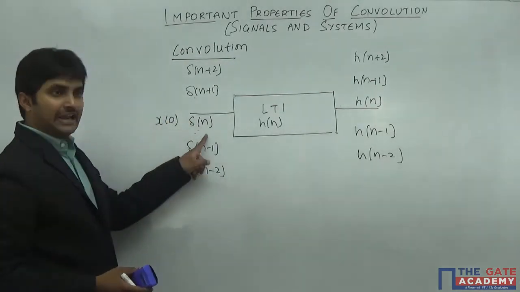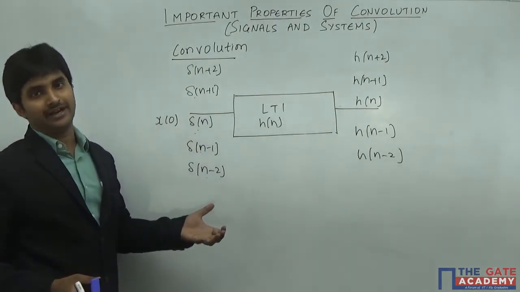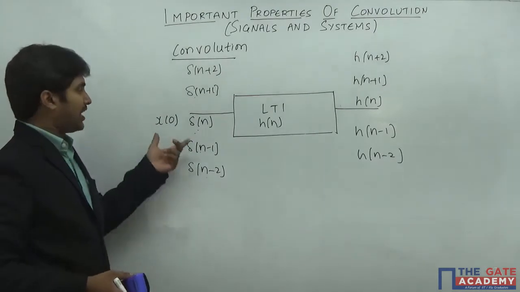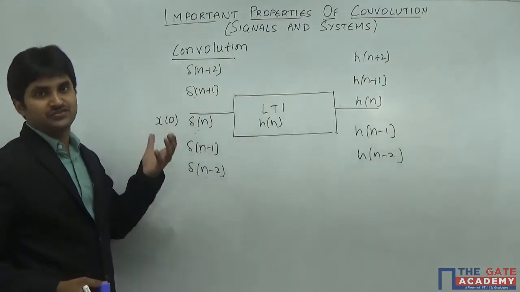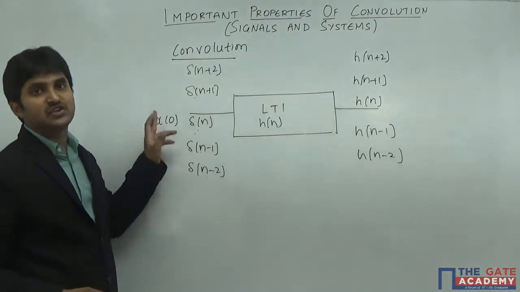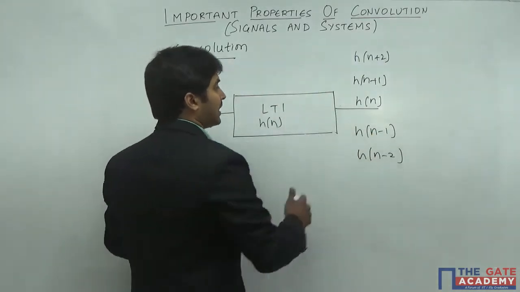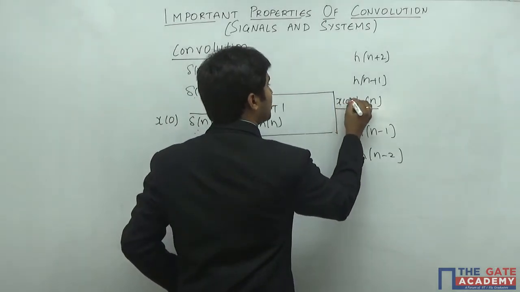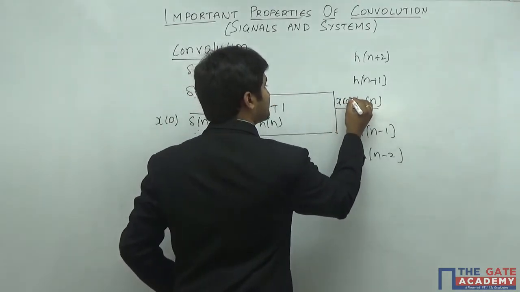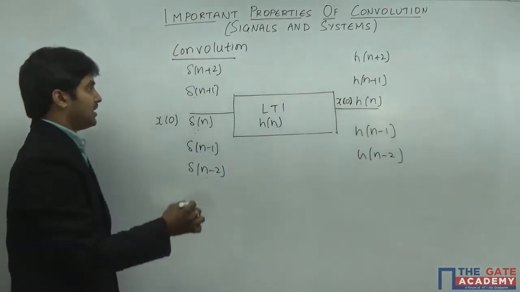So when I multiply delta of n with x of 0, it is nothing but a sample of x of n at n equal to 0. I am just multiplying because x of 0 is a sample, which is a scalar quantity, so I am writing it as x of 0 into delta of n. Here also, using the linearity property, I can multiply x of 0 at the output. So x of 0 into h of n.